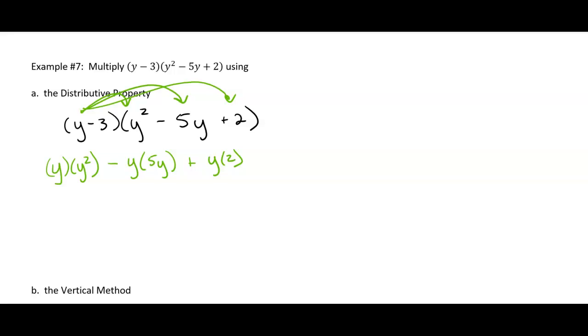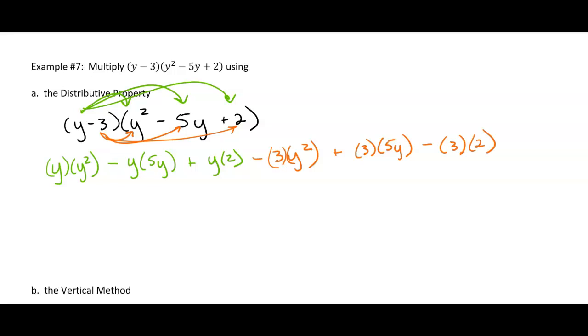Now I'm going to take minus 3 times y squared. You can put them in parentheses if you want. I didn't do that. Then it's negative times a negative, so it's going to be positive, and then it's going to be 3 times 5y. Once I determine the sign, I don't worry about the negatives. And then it's a negative times a positive, so it's going to be minus, and then it's going to be 3 times 2. So how many terms do we have? There's 6 terms, and we'll figure them all out.